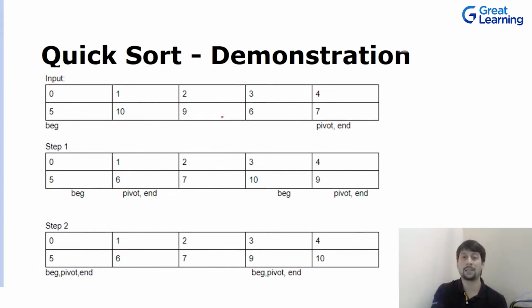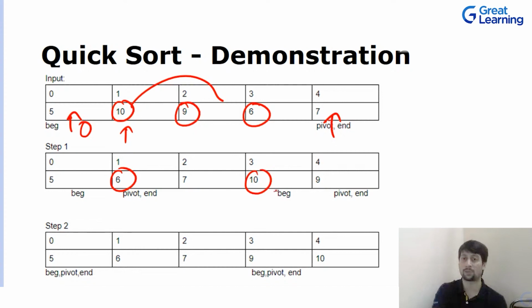So now what happened? This is less than pivot, right? It got swapped with itself. This 10 is greater than pivot, it remained over here. This 9 is greater than pivot, it remained over here for now. This 6 is less than pivot. What happened? These two elements got swapped. You see, 6 and 10 got swapped. 6 is over here and 10 is over here.